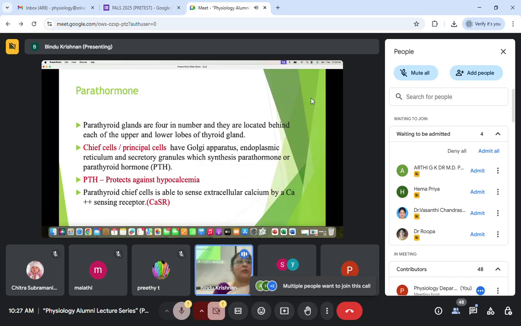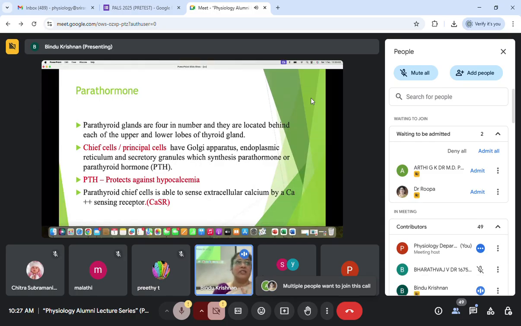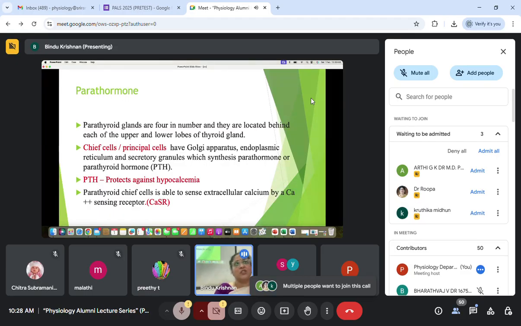So the first is about the parathormone. All of us know about the 4 parathyroid glands, which are located behind the upper and lower lobes of the thyroid gland. And the cell which is going to secrete this parathormone is the chief cell or the principal cell. So the main thing, if parathormone PTH is mentioned, the first point that strikes your mind is it protects against hypocalcemia, right? So how are the cells able to respond and secrete PTH?